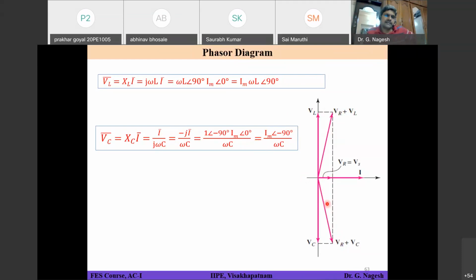Remember that we have taken current as your reference phasor and we have simply multiplied with the impedance. If it's an inductor, J omega L, we have simply multiplied. Since J omega L will have a phase angle of plus 90 degrees, that's why you have got voltage across the inductor with an angle of plus 90 degrees, which indicates your voltage is going to lead your current phasor by 90 degrees. Okay. This is the basic information regarding how to plot a phasor diagram.